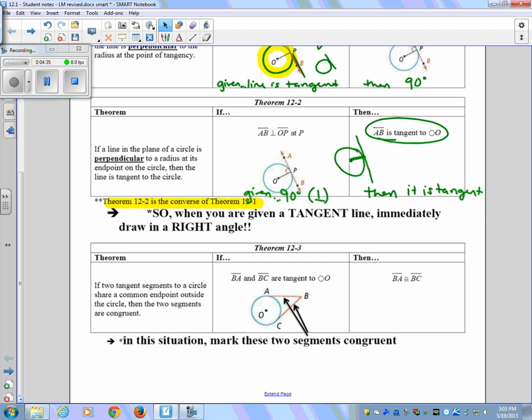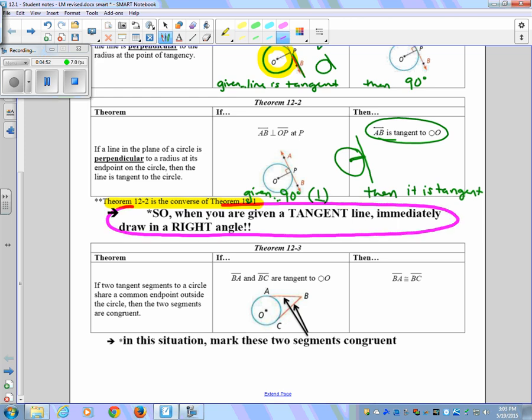I'm counting that as one concept: the two theorems that are converses of each other. So the basic takeaway is this: when you are given a tangent line, immediately draw in a right angle. And if you have a right angle there, immediately you know it's a tangent line. You can do anything with that.